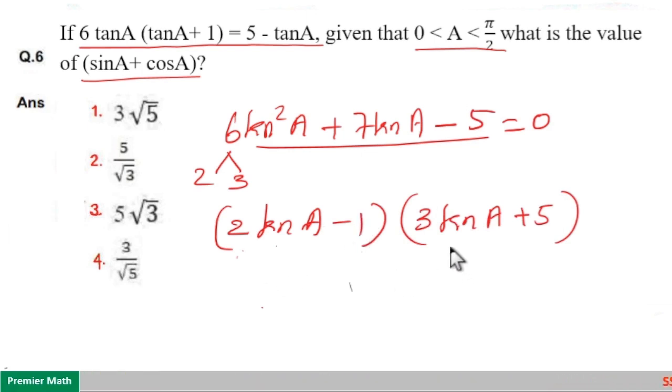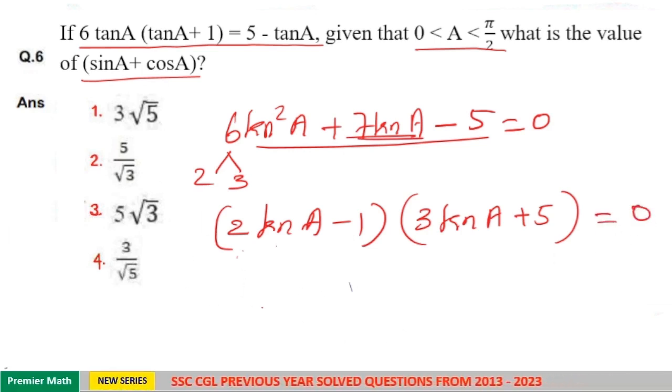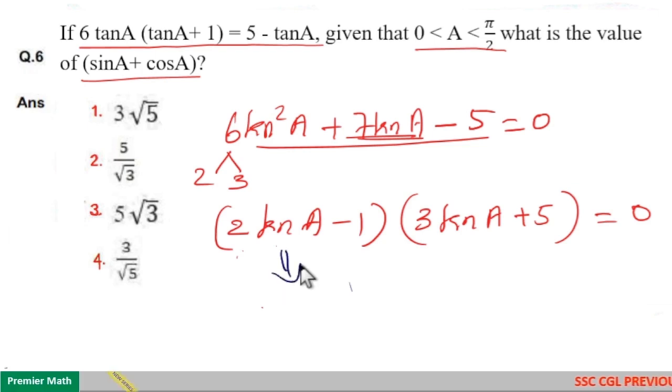That is, 2 tan A minus 1 into 3 tan A plus 5 is equal to 6 tan square A plus 7 tan A minus 5. Because here 2 tan A into 5 is equal to 10 tan A, and 3 tan A into minus 1 is minus 3 tan A. So 10 minus 3 is equal to 7 tan A. Now the equation is fulfilled, which is equal to 0. Now I can equate one term to 0.